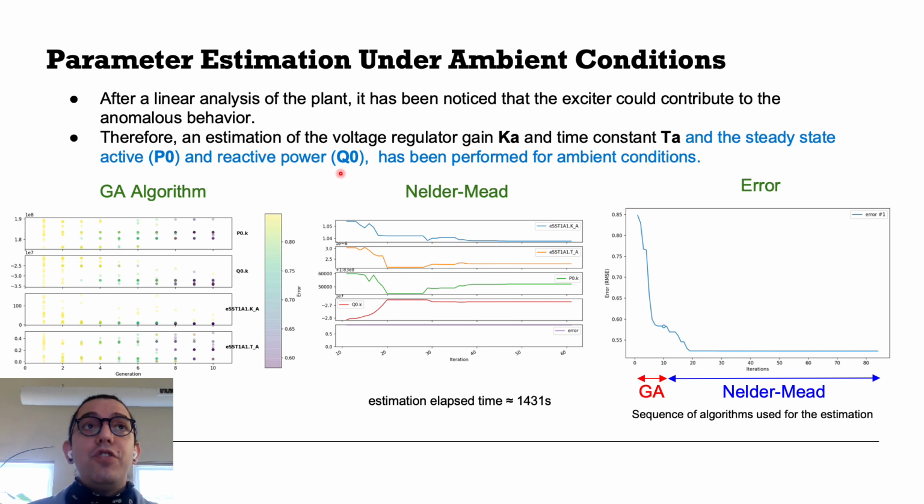The optimization approach uses two methods. First, a genetic algorithm is used to find a global potential solution for the four parameters. Next, a conjugate gradient method is used to find and minimize the error. Finally, the error is shown in the last plot, where you see how the genetic algorithm is operating first, and second, the Nelder-Mead algorithm is being executed. The total time elapsed was 1,431 seconds to perform the optimization.